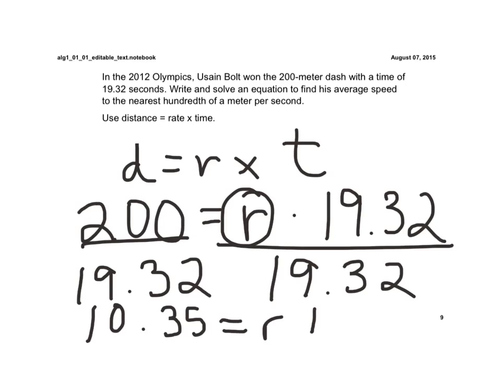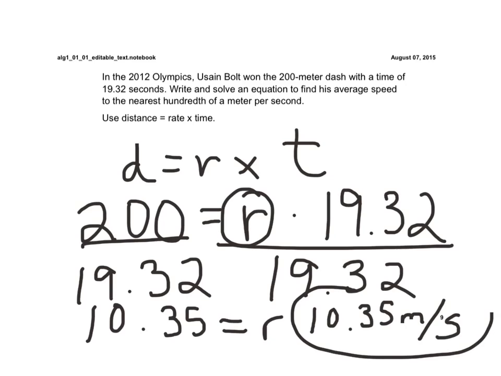And so we always want to make sure we label it. So, 10.35 meters per second. And we think, well, does that make sense? Well, if he's running 200 meters at 10.35 meters per second, it seems like it would take him about 20 seconds to do that.